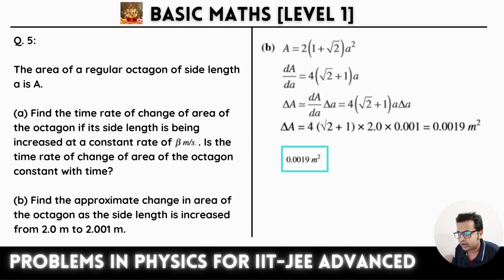dA upon da we have already calculated, and delta a we know. Delta a is the change in the side, so that is 2.001 minus 2.0. You just multiply and you get the answer. The answer is 0.0019 meter square.